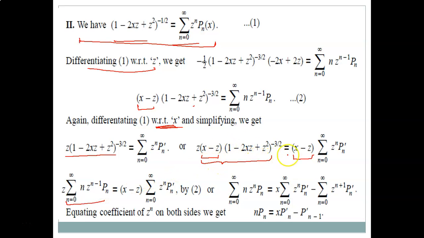And on the right hand side we have x minus z, z raised to power n, Pn dash, using 2. So you take z with this, and we have n z raised to power n Pn. And on the right hand side, if we multiply this summation term with this and this, we get this term. When we equate the coefficient of z raised to power n on both sides, we get the desired recurrence relation. This was the second relation we wanted to establish.